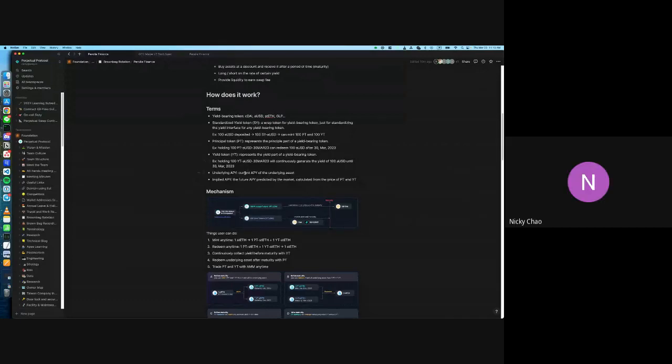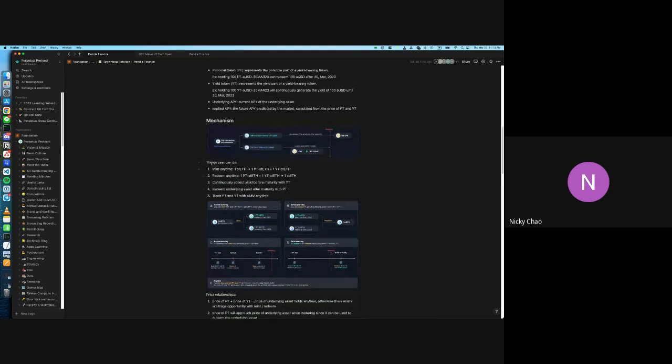Okay, so there are another two terms here. The first one is the underlying APY, which means the current APY of the underlying assets. And the implied APY, we will see it later, but it's basically a future APY which is predicted by the market, and you can calculate the implied APY from the price of PT and YT. We will see that later.